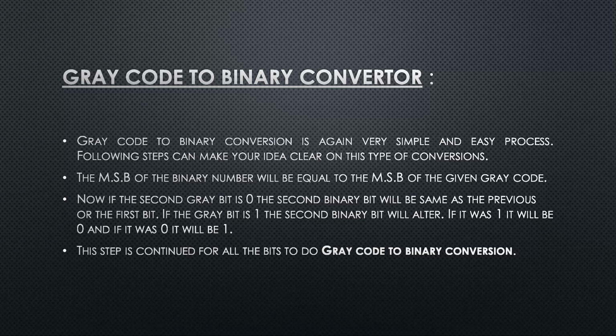If the gray bit is 1, the next binary bit will alter. If it was 1, it will be 0, and if it was 0, it will be 1. This step is continued for all the bits in the gray code to binary code conversion.